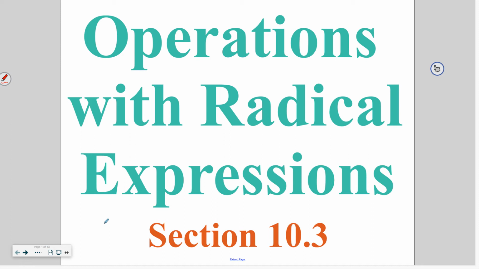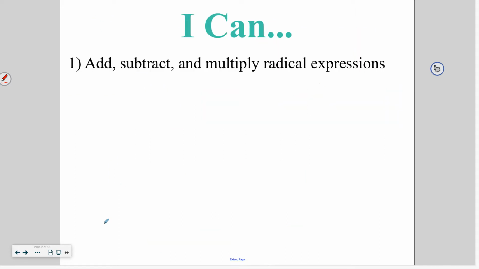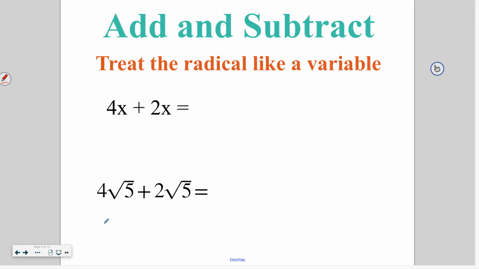Hello class, today we're going to talk about section 10.3, which is operations with radical expressions. By the end of the lesson, you'll be able to add, subtract, and multiply radical expressions. For addition and subtraction, you're going to treat the radical symbol like a variable.